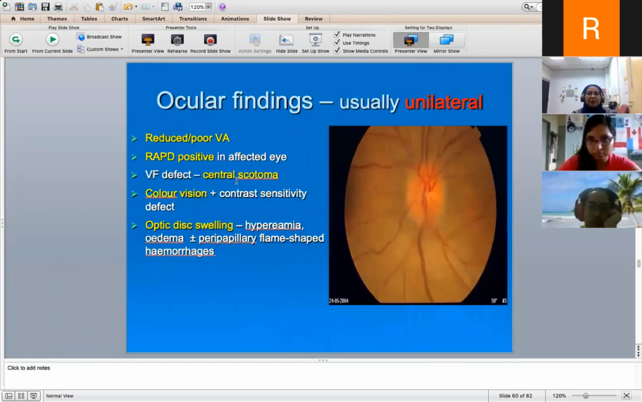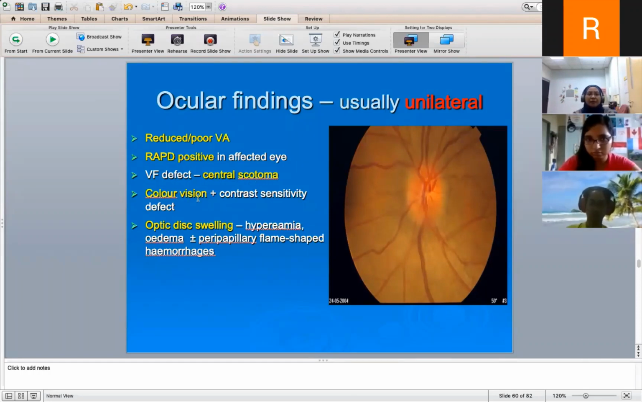Now let's see how an optic neuritis patient presents. Usually it's unilateral. A patient will come, let's say a 20 or 30-year-old female, with reduced vision. You check the vision, probably about 6/60, very bad. RAPD is positive in the affected eye. When you do the visual field test, you get a central scotoma. Central scotoma means they can see everything at the periphery, but not at the center. They can see the whole room, but they cannot see your face. If you are the treating doctor, they will tell you, I cannot see your face, doctor. I can see everything at the side, but not your face. Or they say, I can see your eyes, but not your nose. So that is central scotoma.